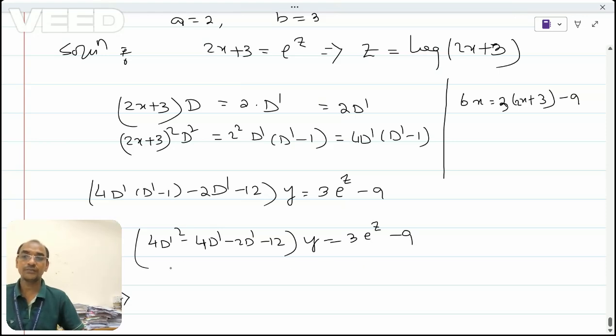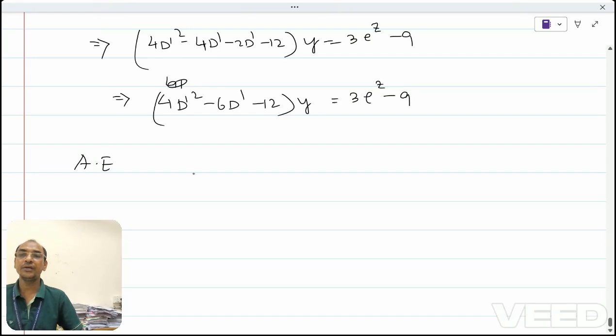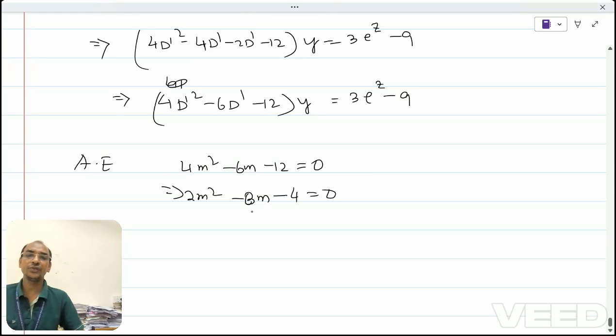This implies 4D' square minus 6D' minus 12 of y equal to 3 e to the power z minus 9. So the auxiliary equation will be 4m square minus 6m minus 12 equal to 0. And this is equivalent to 2m square minus 3m minus 4 equal to 0.